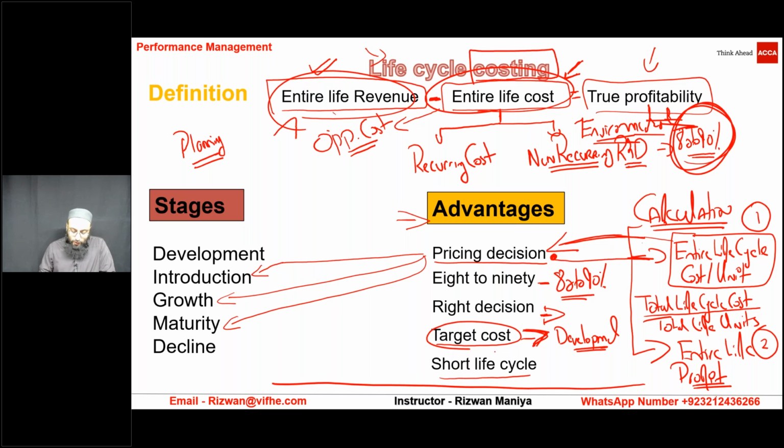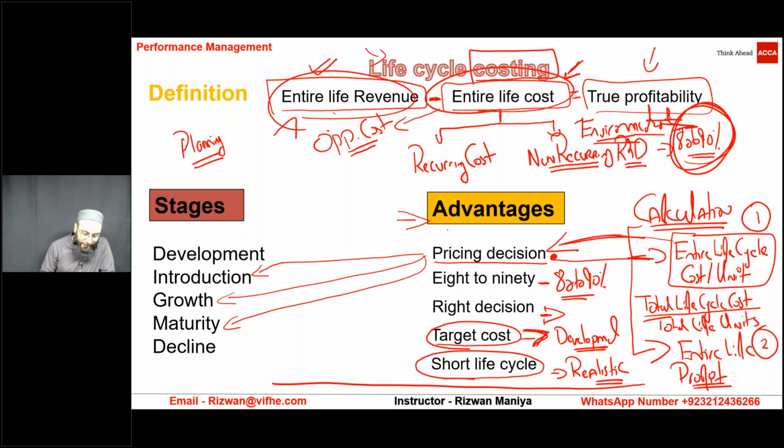The last advantage is it is useful for products having a short life cycle. Now, why is life cycle costing useful for products that have a short life cycle? The simple answer is you will get a realistic estimate. Because the technique is what? Estimation of entire life cycle revenues and estimation of entire life cycle cost. So if you have a short product life cycle, it will be easy for you to estimate 2 years of revenues compared to 10 years of revenues. It will be easy for you to estimate 2 years of cost compared to 15 years of cost, right? So estimation will become more accurate, and it will give you a precise profitability idea which you can consider to make your decisions. So yes, it's useful for products having a short life cycle.